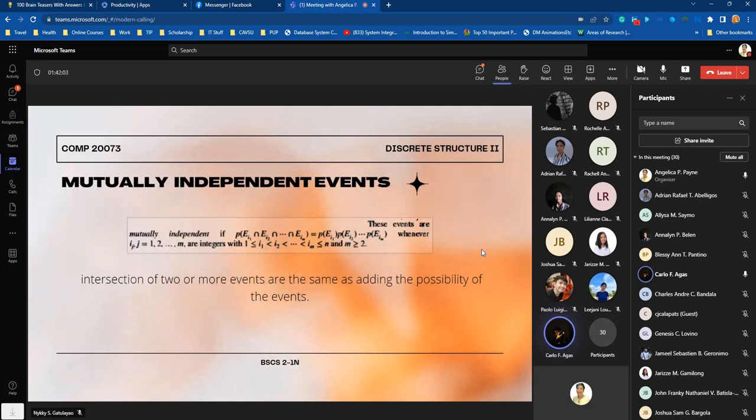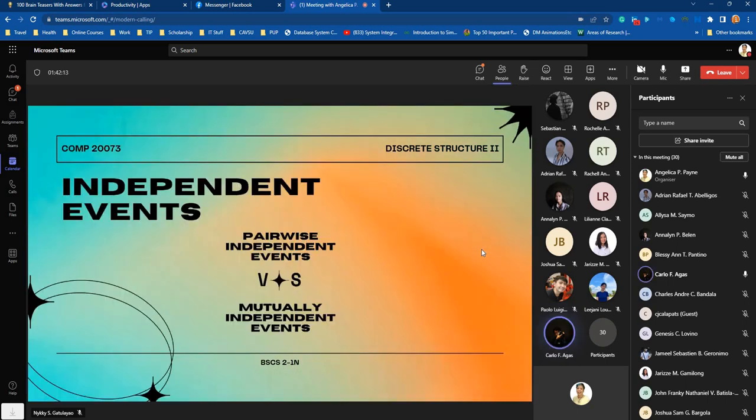Yan. At dito sa mutual independent events na to, saka papasok yung isa nating topic. Pero bago natin i-discuss yun, nalaman na natin yung difference mula kay pairwise independent events ay kay mutually independent events. Na si pairwise is only for 2. At si mutually naman ay 2 or more. Yan. Ngayon, doon tayo sa next topic natin.